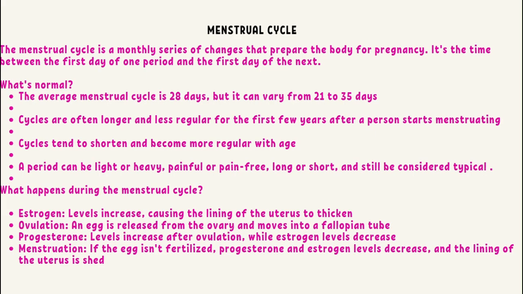So next, the progesterone levels are going to increase after ovulation, while the estrogen levels decrease. Then, if the egg isn't fertilized, progesterone and estrogen levels decrease, and the lining of the uterus is shed. So that's what comes off as blood at the end of the day.